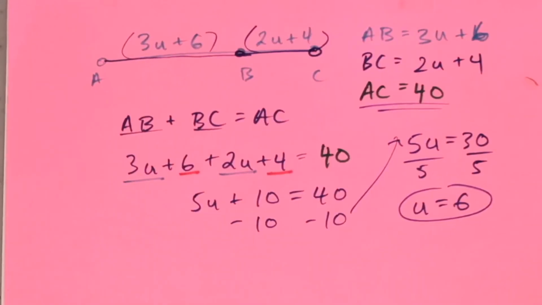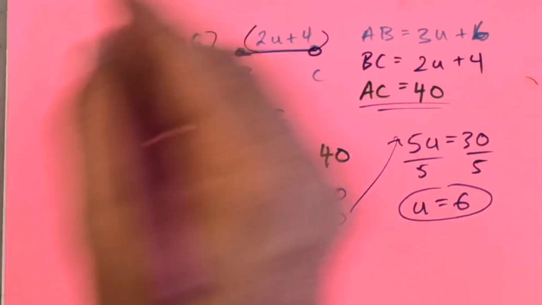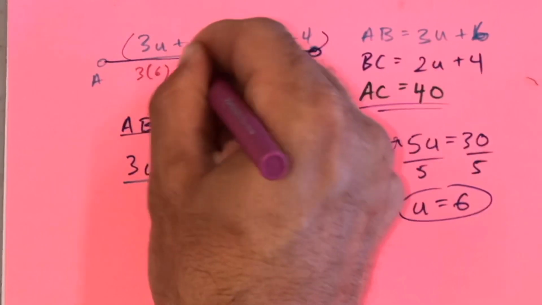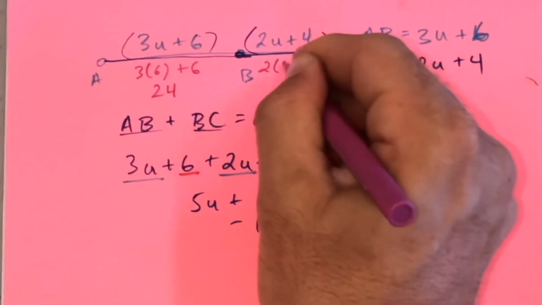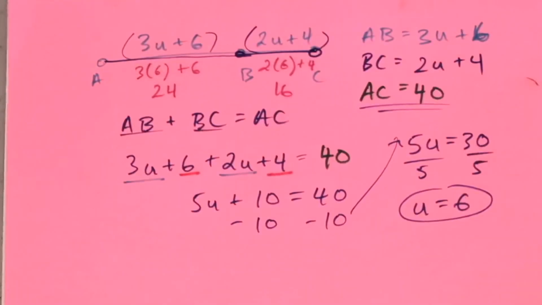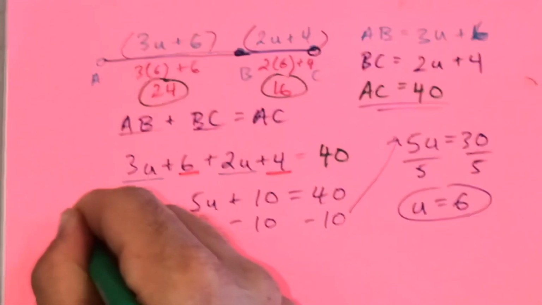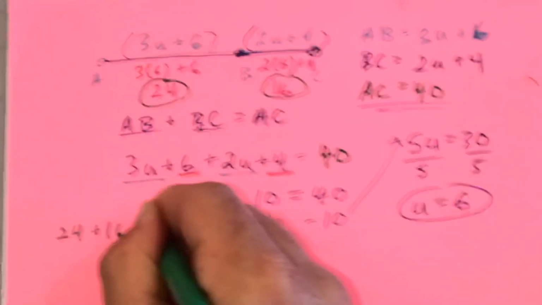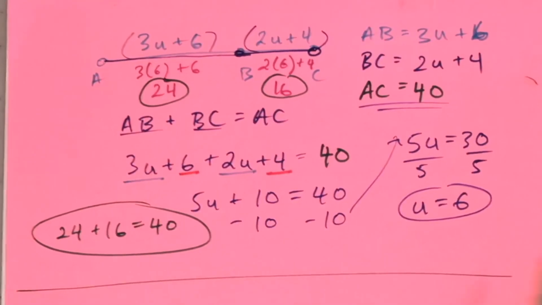And then if they asked me what AB was, I could just say 3 times 6 plus 6 is 24. And 2 times 6 plus 4 is 16. And it does make sense because 24 plus 16 is 40. So everything kind of lines up here. That should be helpful with the segment addition postulate.